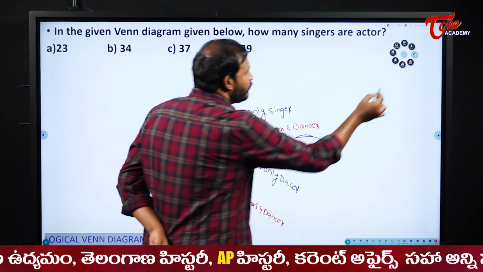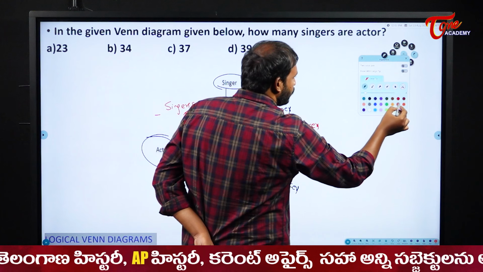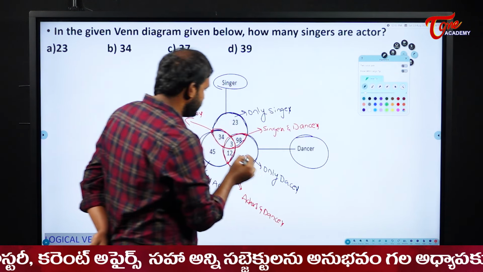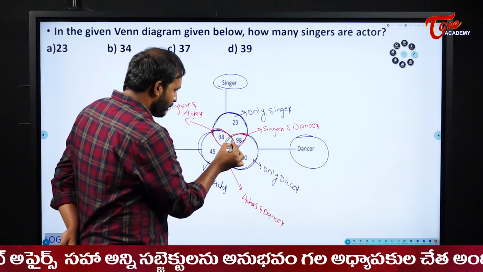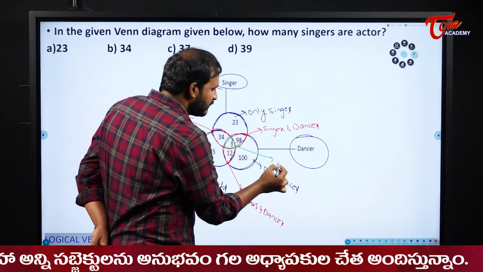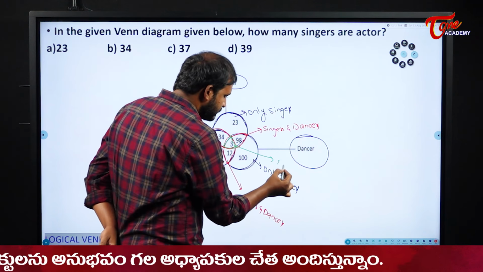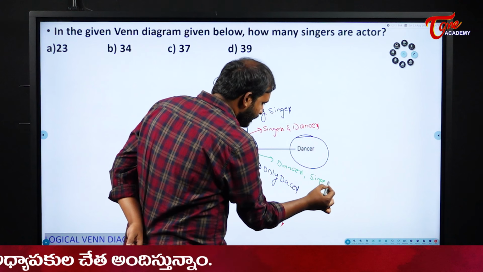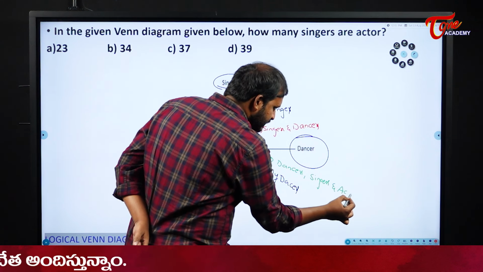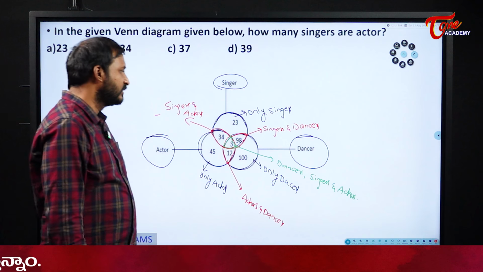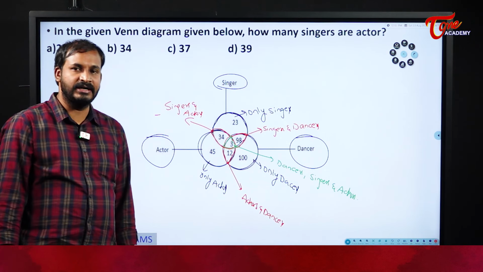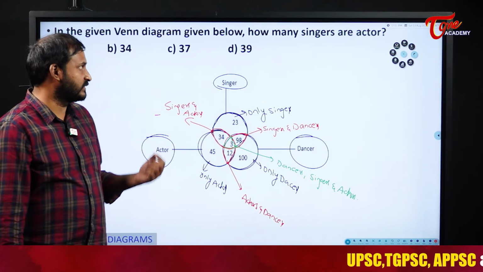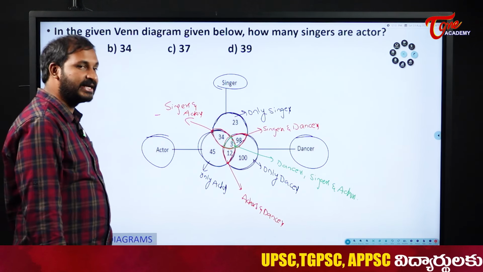Now what does the middle portion indicate? This middle portion indicates all the three: dancers, singers and actors. It indicates all 3 persons for us here. So like this, we will do this type of segregation with the given question. Now, how many singers are actors?